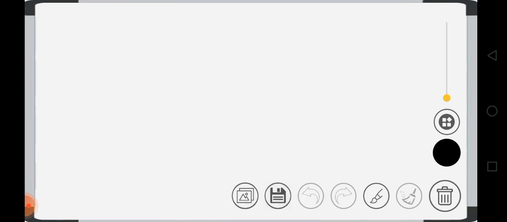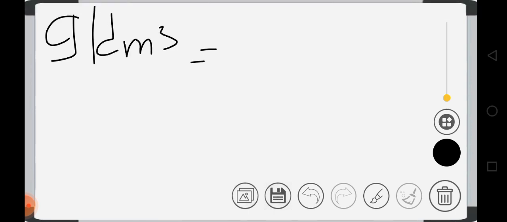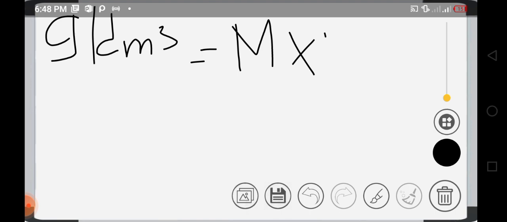Now, let's look at this question we have on ground. We are told to convert from molarity to concentration in grams per dm cube. So we have a 0.5 molar solution of sodium hydroxide. And we said concentration in grams per dm cube will be equal to molarity times the molar mass.